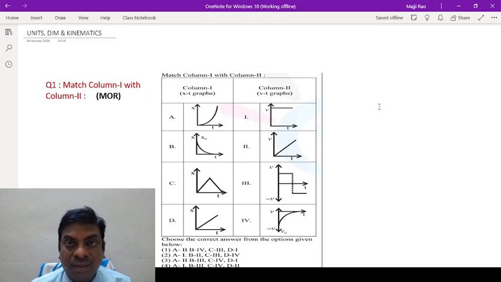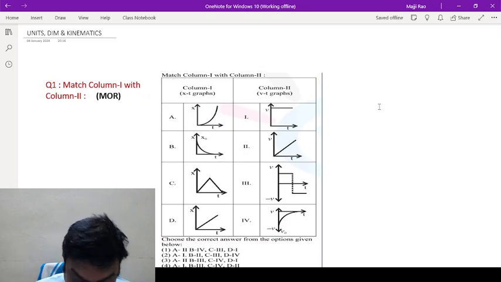Today I have come with around 6 questions which have been taken from units, dimensions and kinematics. These questions have been asked on 30th January, both the shifts combined I have taken. So without wasting time, let us start the discussion.